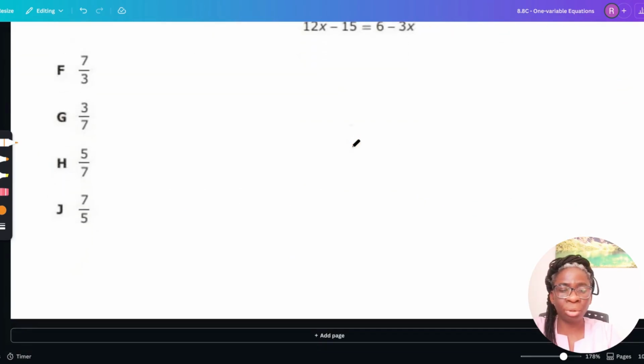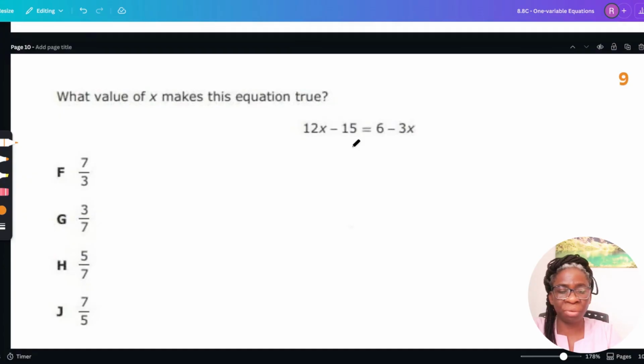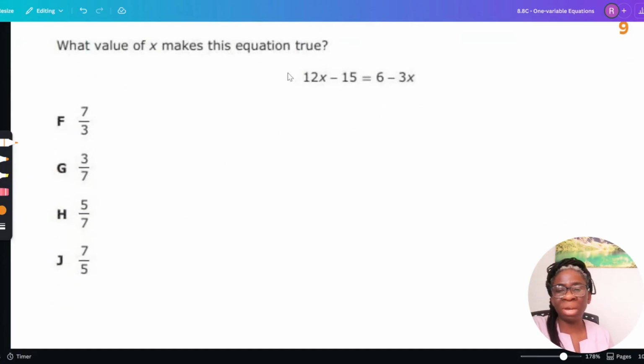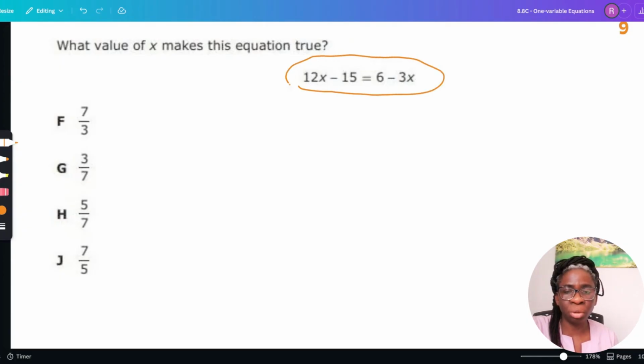So now you should solve this last one yourself. The equation has been written out. What value of x makes this equation true? Solve this yourself, and I will see you in the next video.